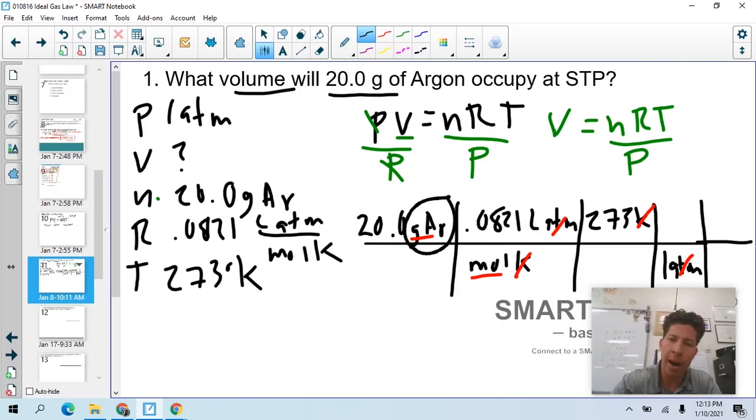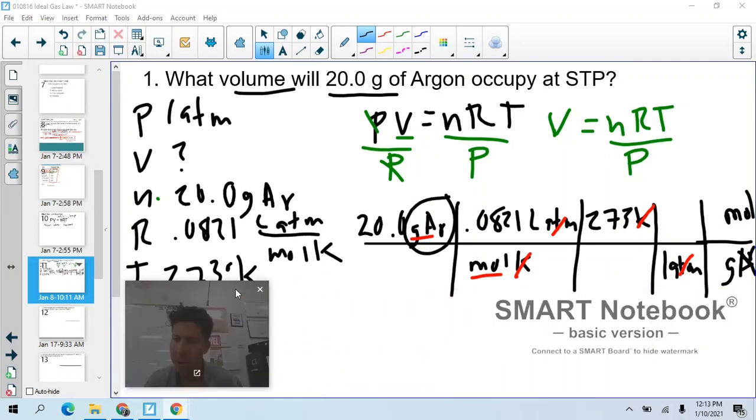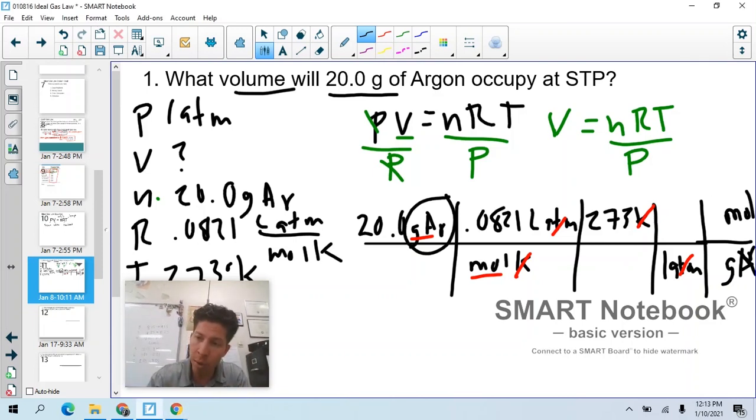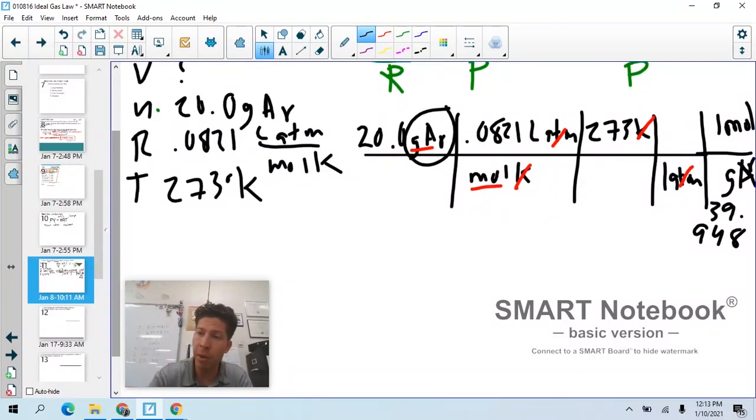I want to get rid of grams. So grams of argon is going to go on the bottom right because it's on the top left. And I want to get that to moles of argon, right? So I look up on my periodic table, and I'm running out of room here, but let me just move this to the side. I look on my periodic table, find argon, and for 1 mole of argon, that weighs 39.948. Sorry, it's kind of jammed over there, guys, but 1 mole divided by 39.948 grams.